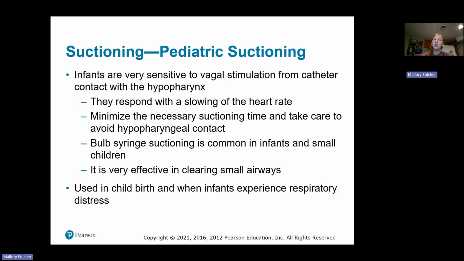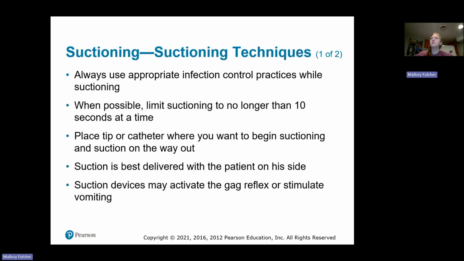Bulb syringes are super common with infants. We do still use those. They work very well, as long as it's a small something that needs to be suctioned, right? Otherwise, we're going in with McGill forceps, which again, we'll talk about in class.